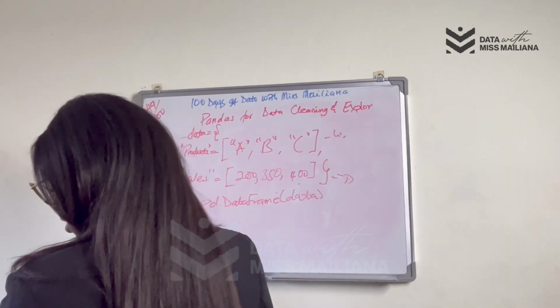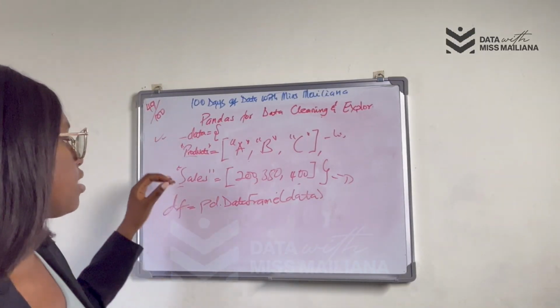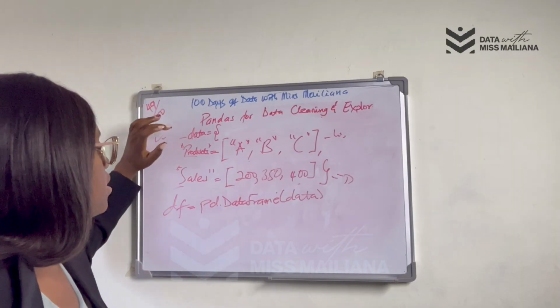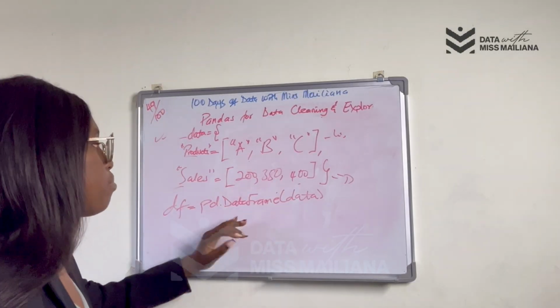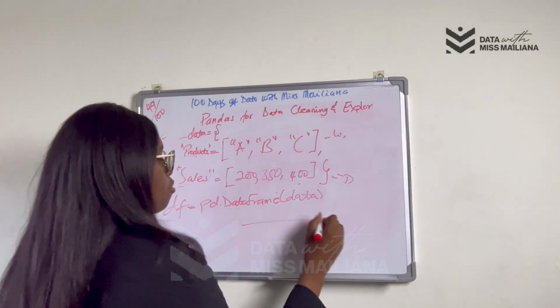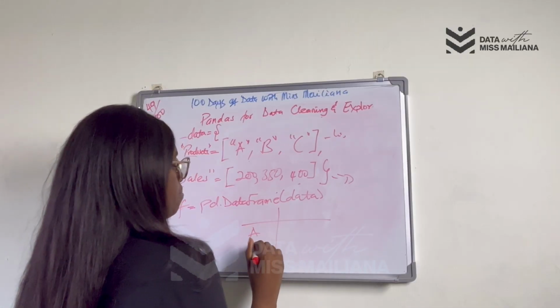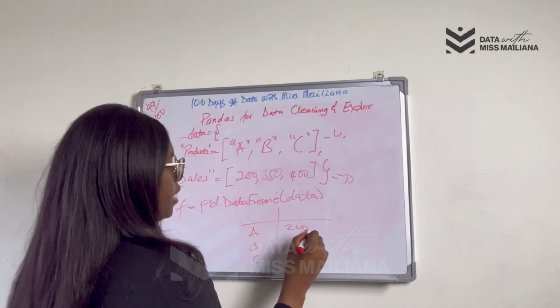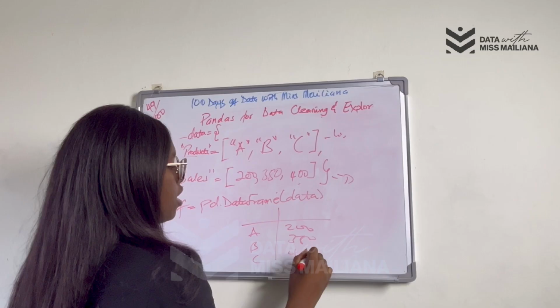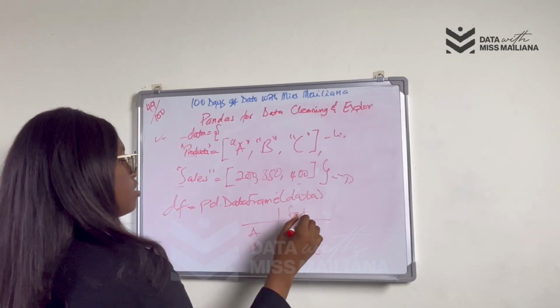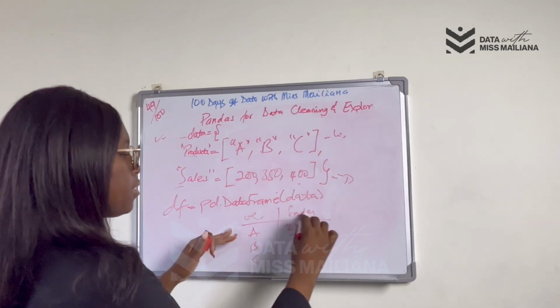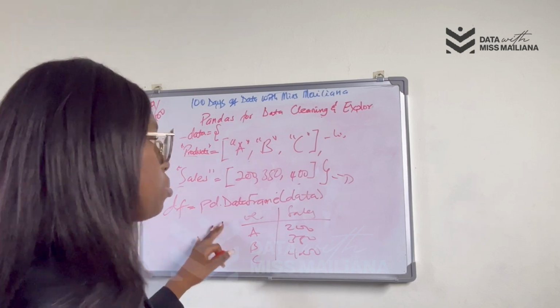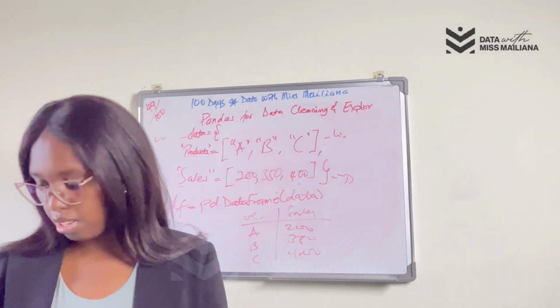This means that you're trying to say that the variable data should be in a data frame. So it's like you want to make it in table form, right? So A, B, C here, 200, 350, 400. This is sales, this is product. So you want to have something like this picture. That's what you are doing here. All right, so that's a data frame.